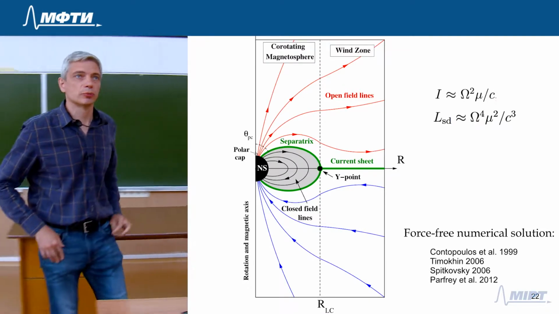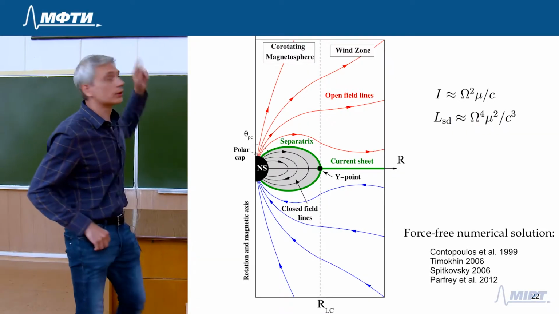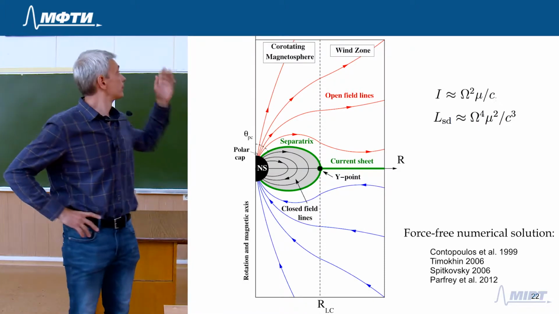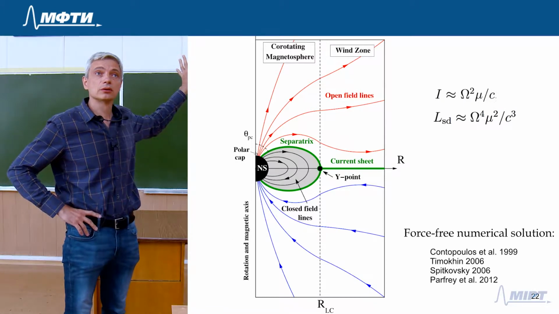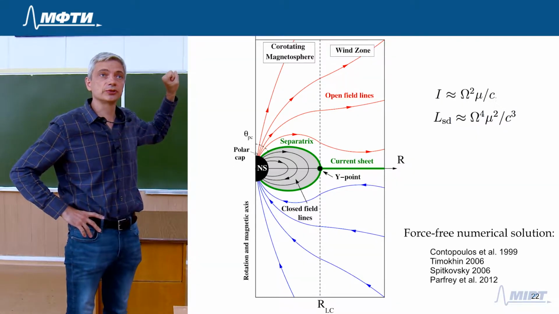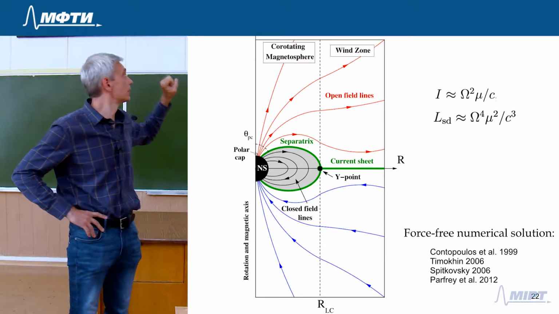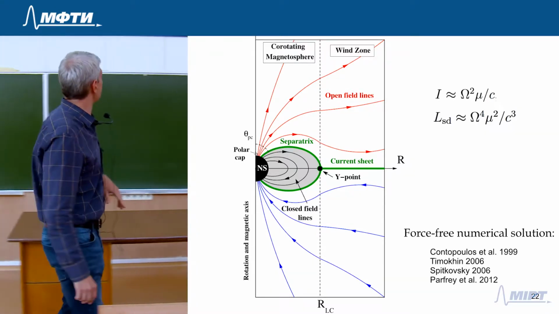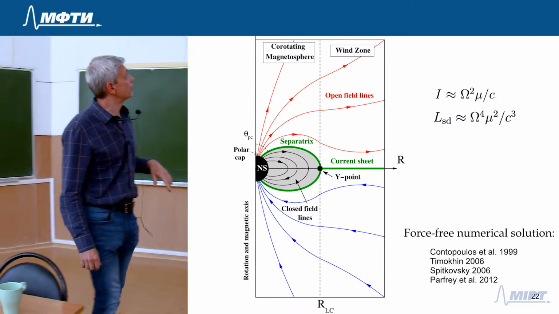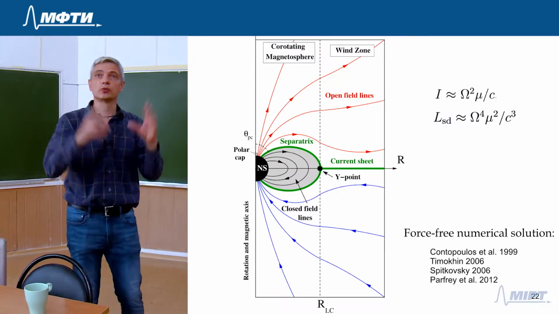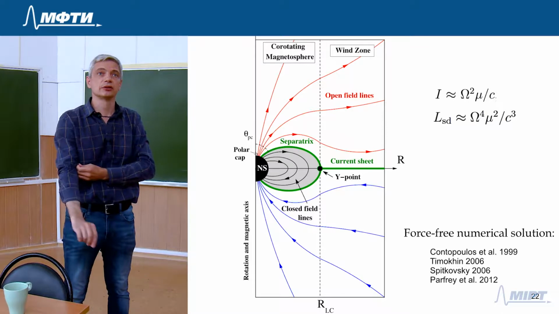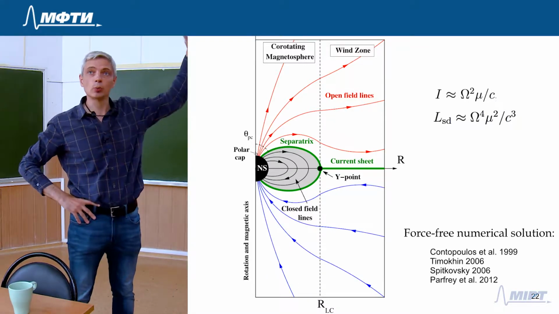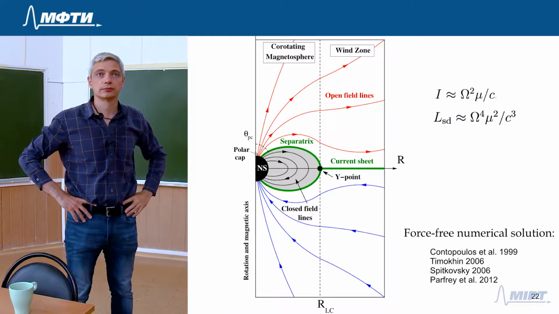Someone asked me a question about why there is a separatrix, why this configuration of the pulsar magnetosphere has to have a current sheet at all. And the basic reason why there should be a current sheet, why the system relaxes to that state, is the fact that some field lines are open and some field lines are closed.